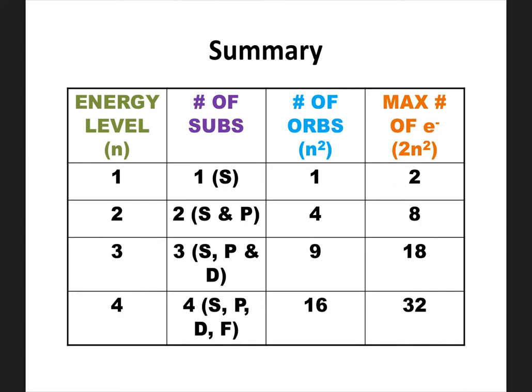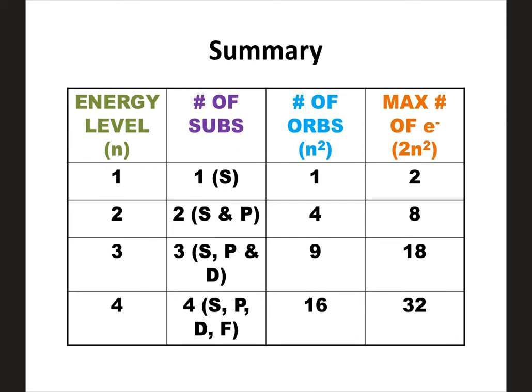Remember, we already talked about 2n squared giving you the maximum number of electrons in any energy level, where n is your energy level. This is visible on your table. Think about this: if you count how many elements are in the first energy level on your table, there's just hydrogen and helium. There's 2.